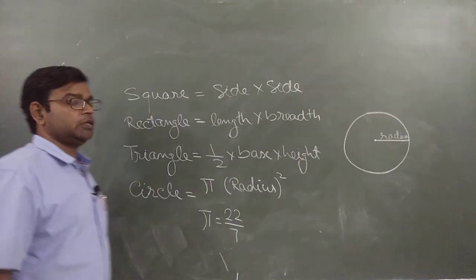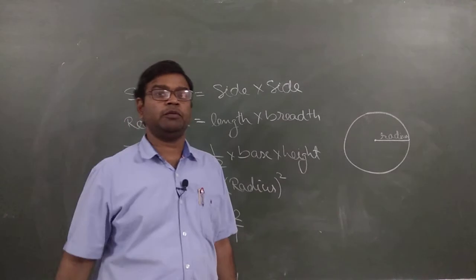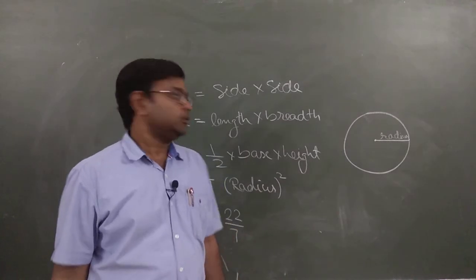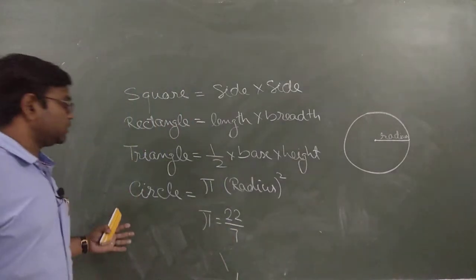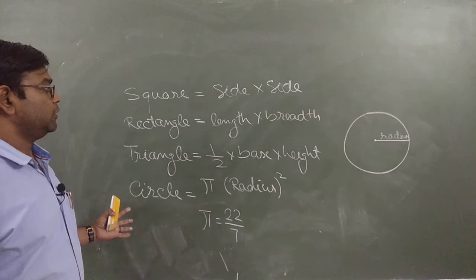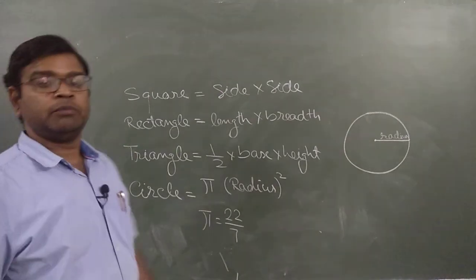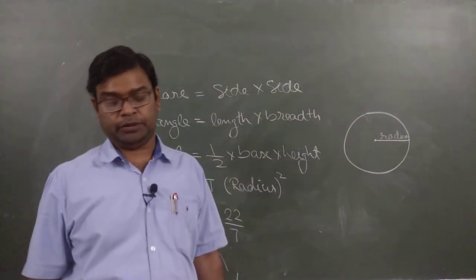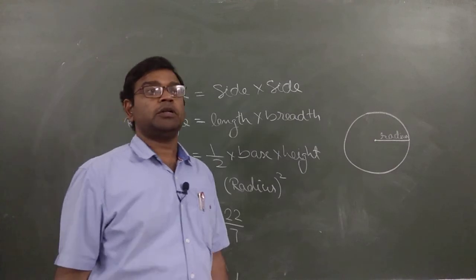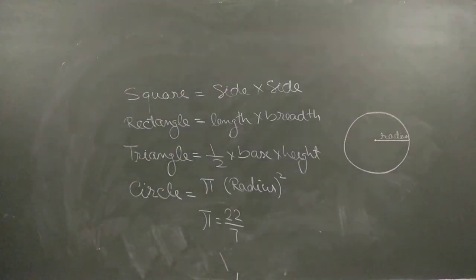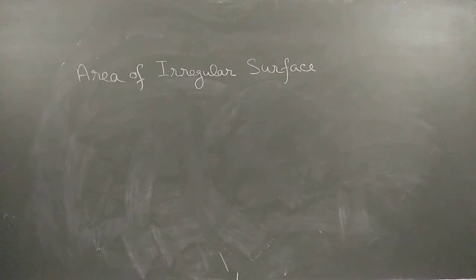Likewise, many more are given in your book. All of you must learn those. These are the basic ones, that's why I have explained. From these we derive more and more formulas for different types of figures. Okay, now come to the last topic. Our last topic in today's video is area of irregular surface.